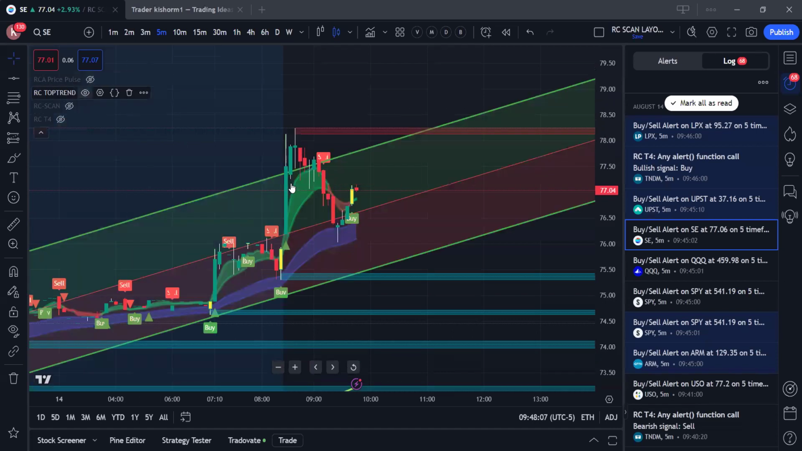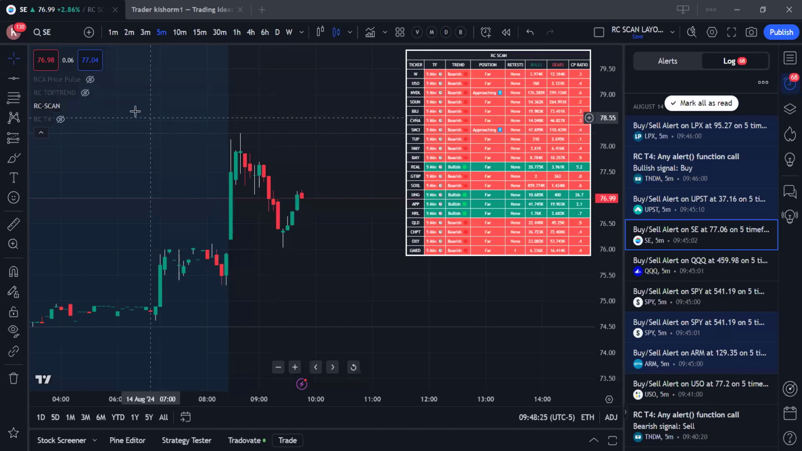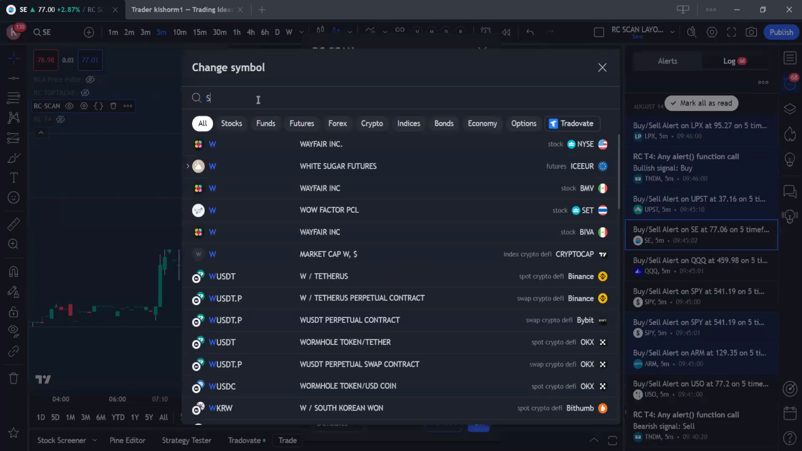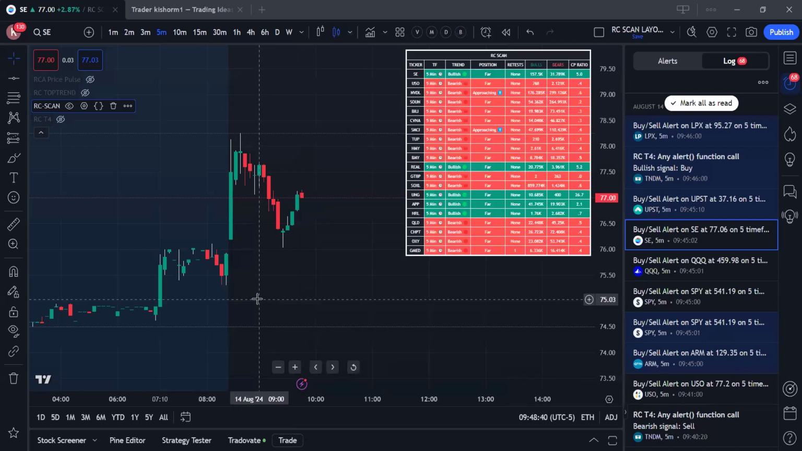Now let's go to top trend, right? It came to the swing cloud. Swing cloud acted as a support. You got a buy. Your swing is blue. Your day trading is green, which is a good one. Versus scan. If I go and see, you can see CP ratio is 5. That means 157,000 bulls for 31,000 bears. That is a good number.